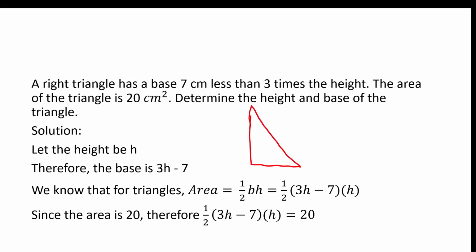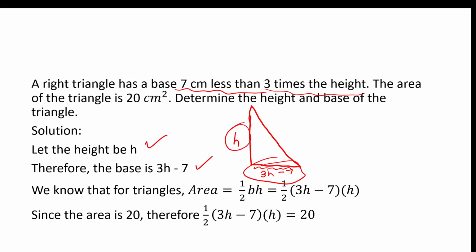Okay, now we have a height. The base, this part right here, I haven't drawn a good triangle. It's not drawn to scale. But the base is actually 3 times the height. But then it's 7 centimeters less than that. So it's actually 3h minus 7. So we have a right triangle with a height of h and a base of 3h minus 7.